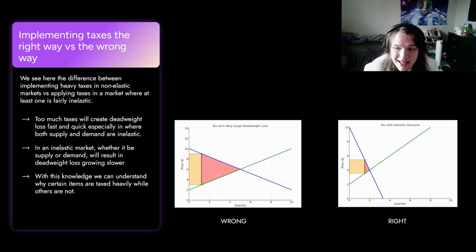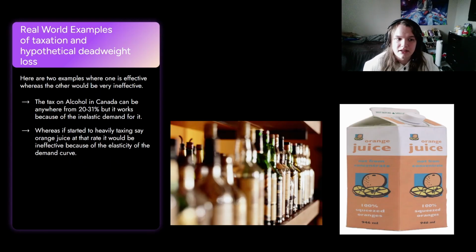See, with an inelastic demand, people are going to buy anyway. So as we can see here, you can kind of increase taxes more and still get away with it. Alcohol in Canada is being taxed 20 to 31%. It's crazy, but to most people, there's alcoholics, mental health, parties. People are going to buy it anyway.